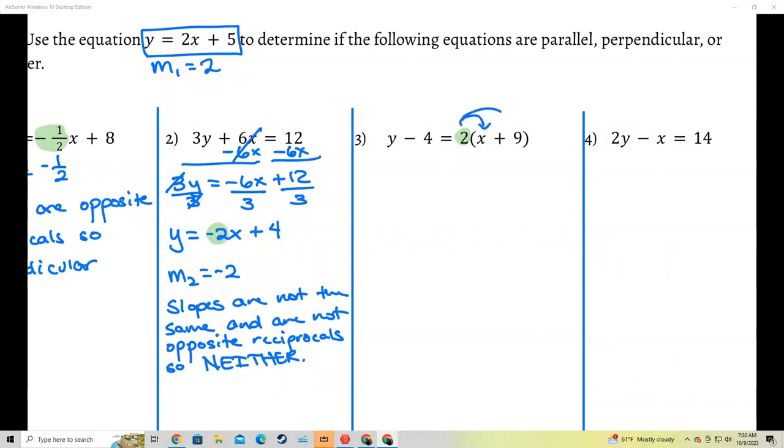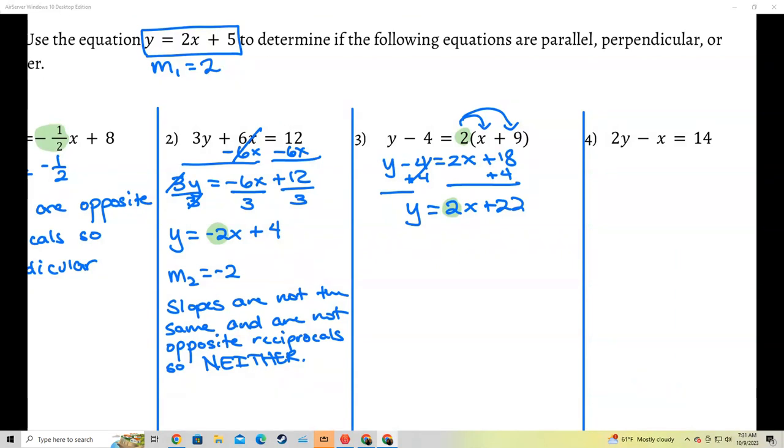I'm going to go ahead and distribute this. This gives me y minus 4 is equal to 2x plus 18. And then I'm going to add 4 to both sides. y equals 2x plus 22. So if you notice, the slope is still 2. If you didn't catch, like, oh no, that's just point slope form, I know the slope is 2. The slope is still going to be 2.